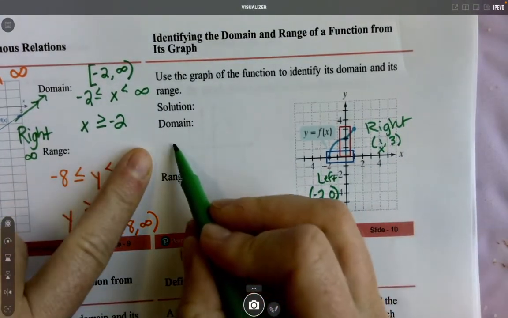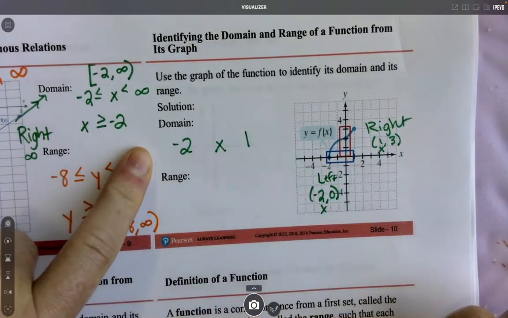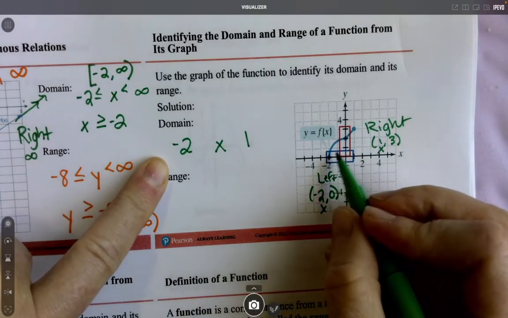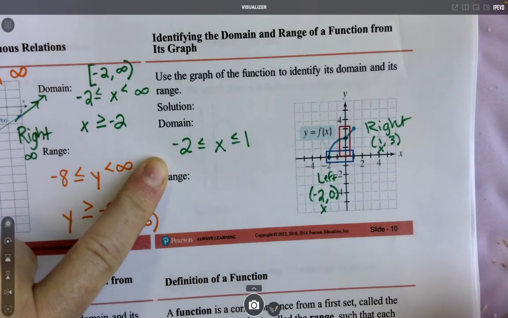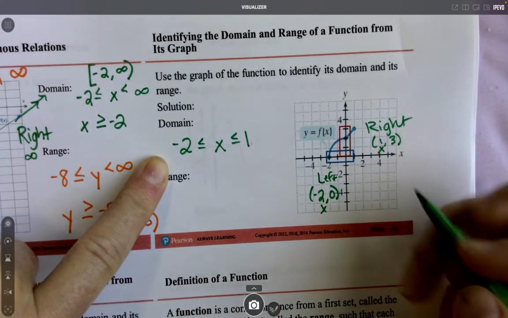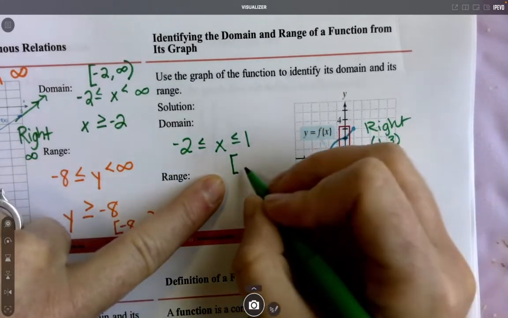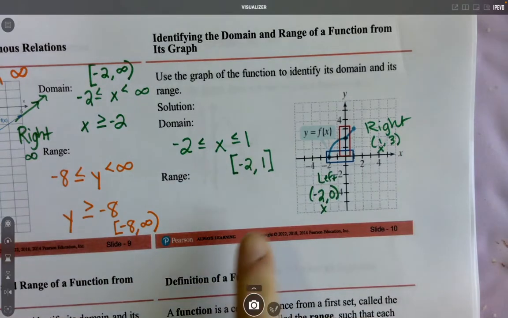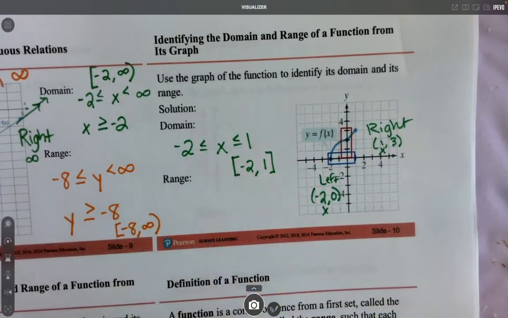So the x value is from -2 to 1. It's going to be included because we have closed circles here. So less than or equal to, less than or equal to. And the less than or equal to are both going to be the bracket. So -2, 1 with brackets. So all the x values on this function are between -2 and 1, including both of those numbers.